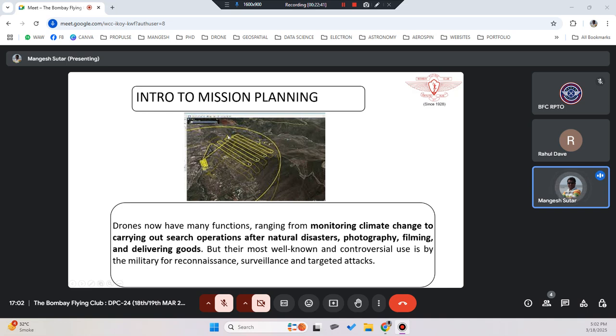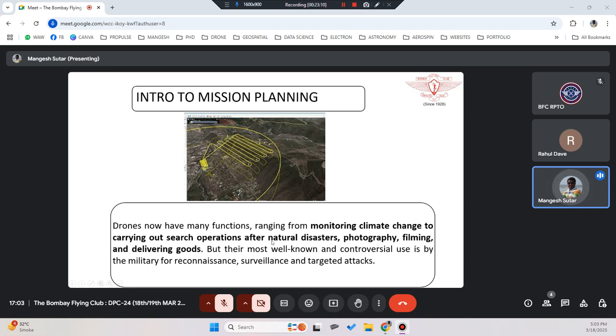For example, whenever I have a project to capture or do a land survey, they will tell me how much distance I have to maintain between my flight plans, how much detailing I want, and how much overlapping of images I would require. All that information will be there. Based on that, I will feed the data and create a mission plan. Then it will just fly over that particular location and come back with the data.